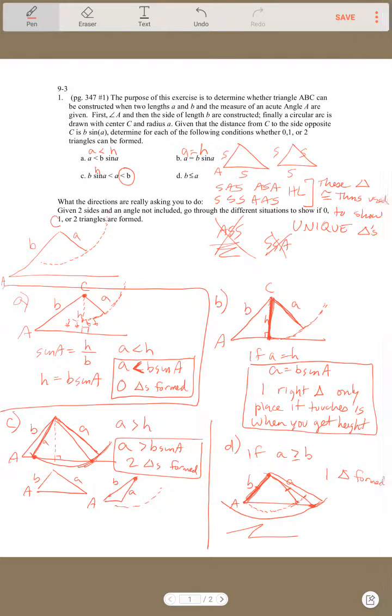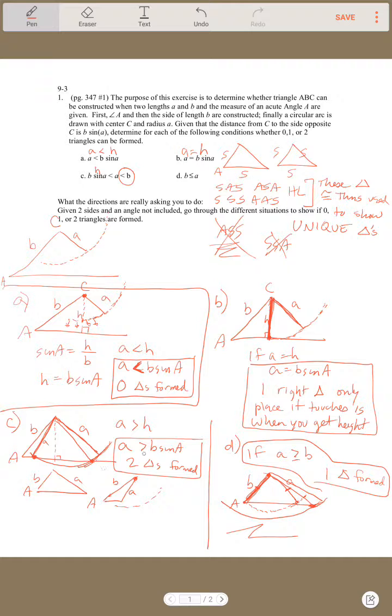Okay, so those are our different scenarios. So to recap, what we see here is if A is less than B sine A, or if A is less than the height, 0 triangles are formed. It just can't reach it, can't make it. You don't get a triangle. In scenario 2, if A is actually the same length as the height, if A is equal to B sine A, it's just going to touch at that one point, and you'll form a right triangle.